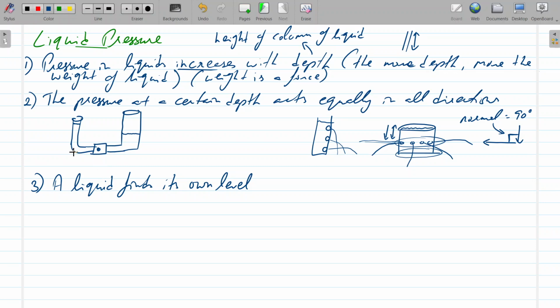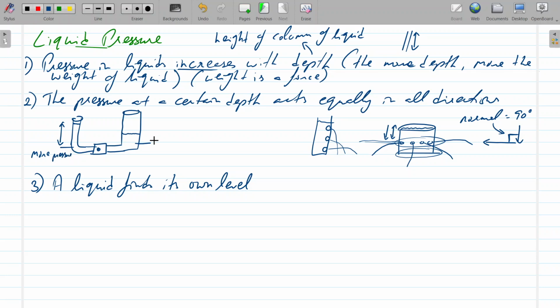And let's talk about the bottom. So at this point, in which arm of these tubes, the thin one or the wide one, is there more pressure? I think it would be the thin one. Why? Because it has more water in it. The depth or the height of the column of liquid, right? So the height of the column of the liquid is more, and so there's more pressure on this side.